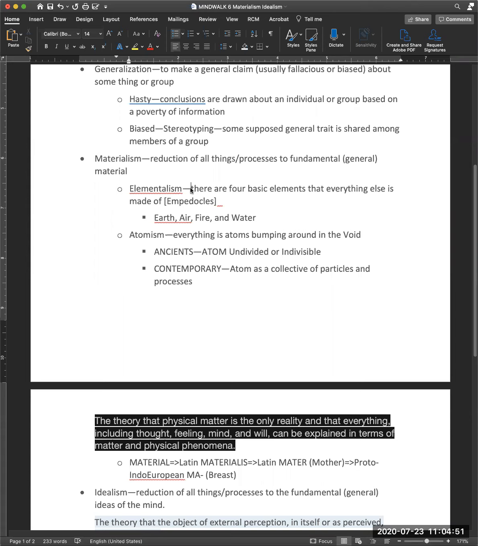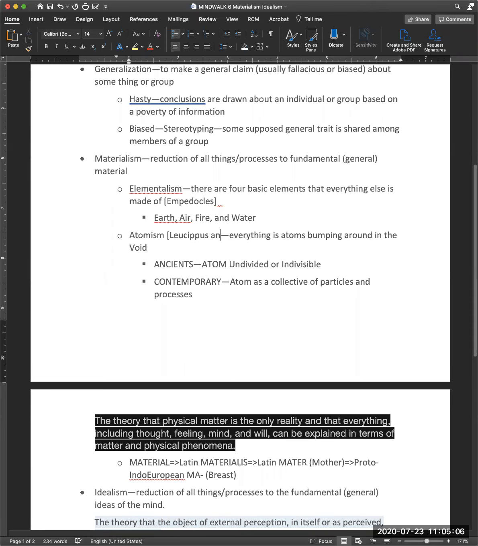Okay. All right. So materialism, again, is the reduction of all things or processes to a fundamental general material. Now, also in the ancient period came along the thinking of two people, Leucippus and Democritus, Democritus being the more famous. And then in the Latin world, there was a fellow named Lucretius who picked up Leucippus and Democritus's idea of the atom. And here, atomism is the reduction of everything down to atoms.